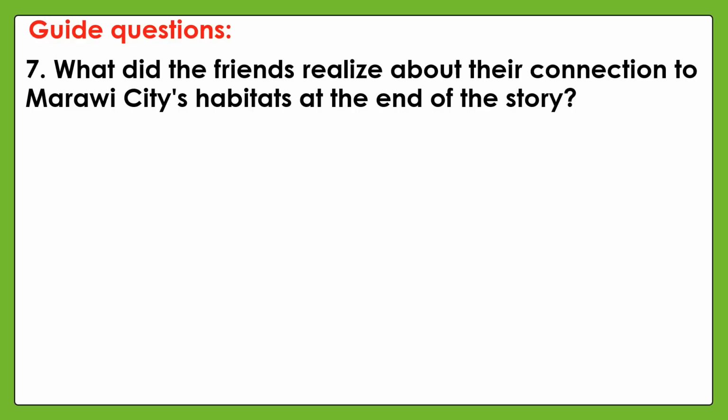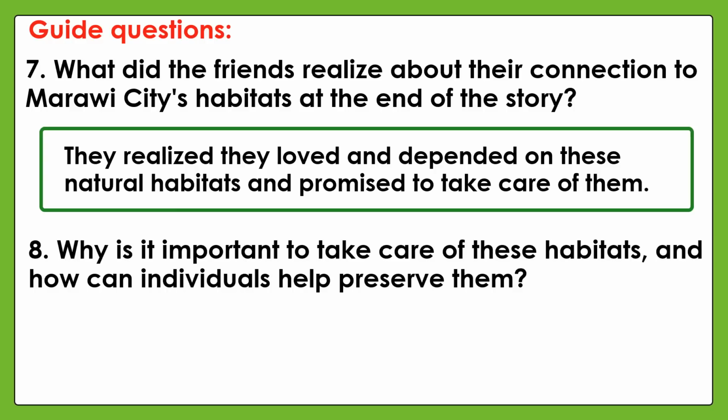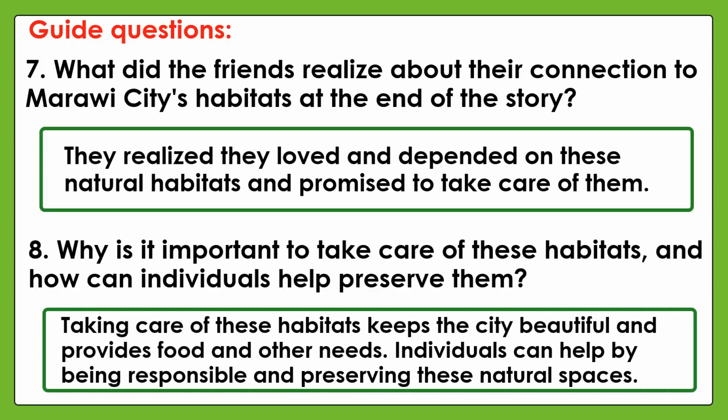7. What did the friends realize about their connection to Marawi City's habitats at the end of the story? They realized they loved and depended on these natural habitats and promised to take care of them. 8. Why is it important to take care of these habitats and how can individuals help preserve them? Taking care of these habitats keeps the city beautiful and provides food and other needs. Individuals can help by being responsible and preserving these natural spaces.